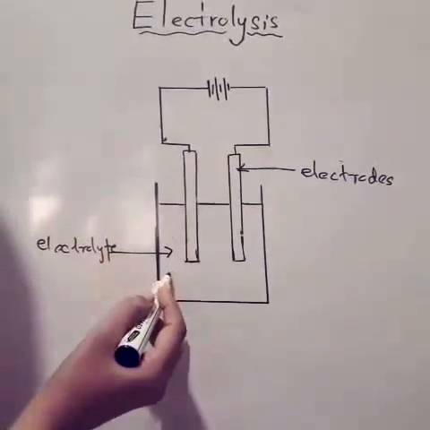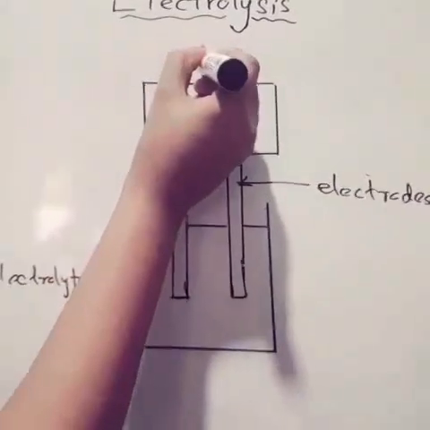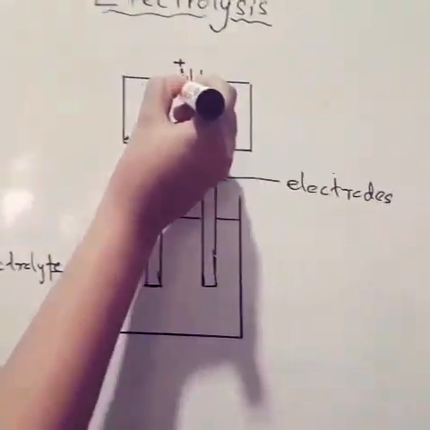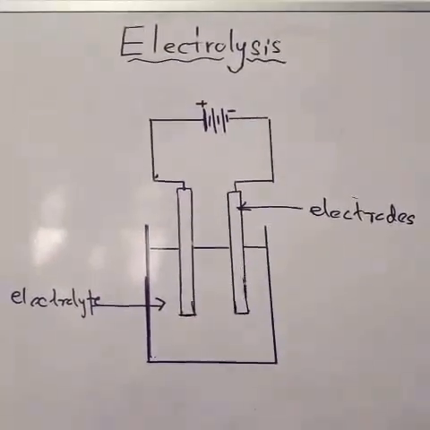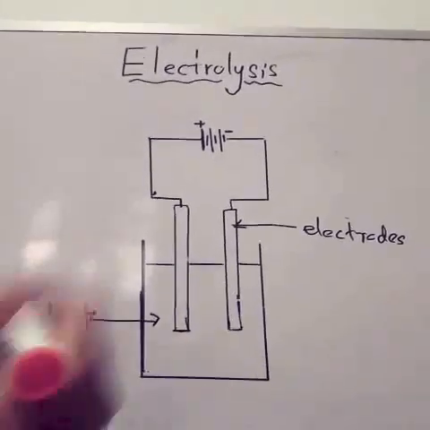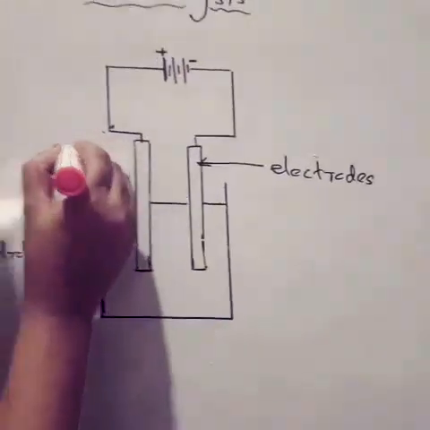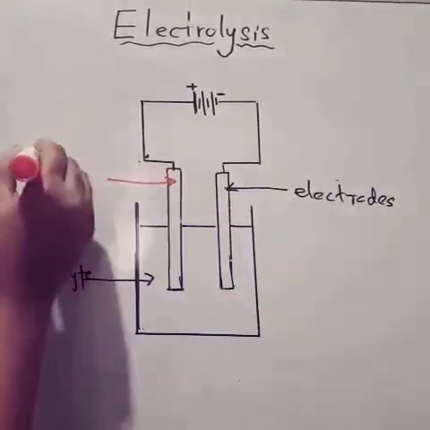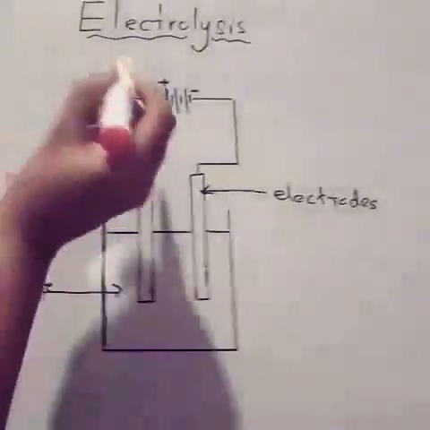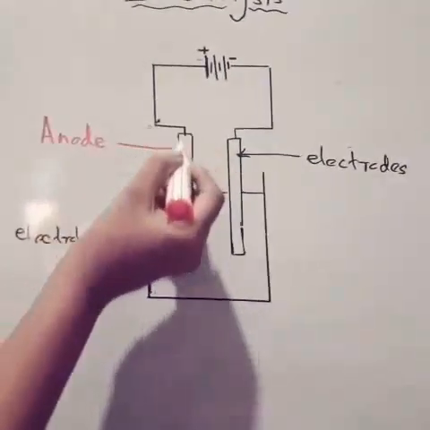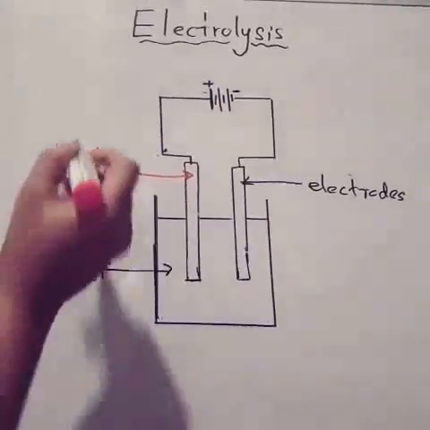When the electrolyte is fed into this, we have to pass the electricity. In the battery, this is the positive terminal and this is the negative terminal. The positive terminal is connected to a certain electrode. That electrode is called the anode. The positive terminal of the battery is connected to the anode.